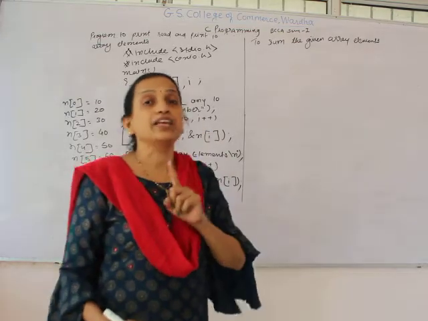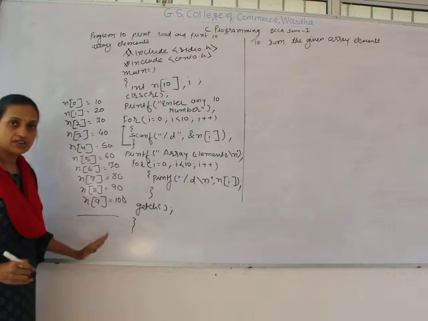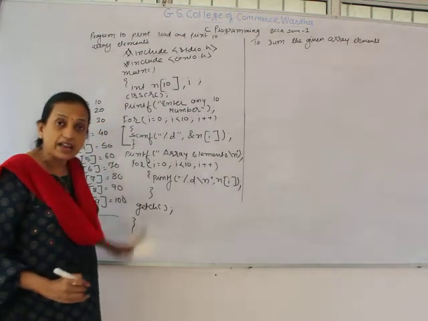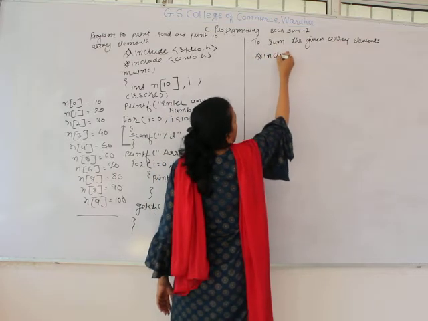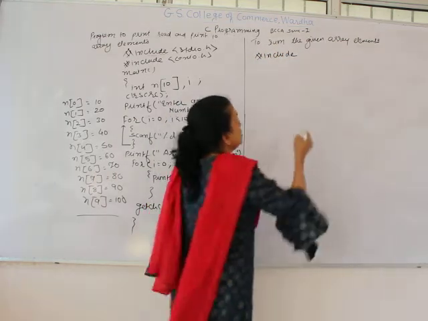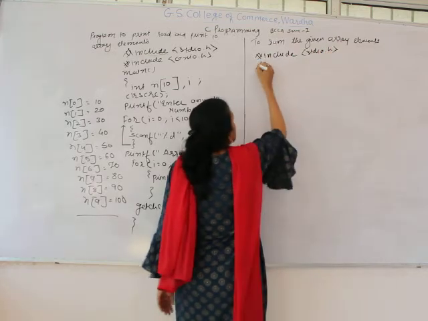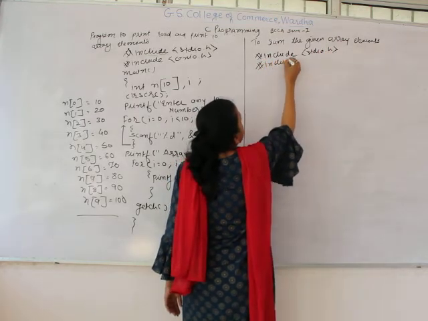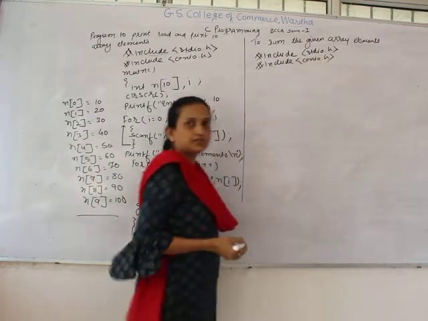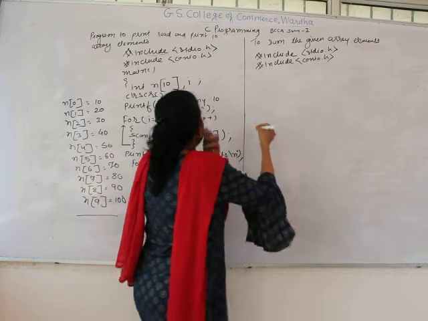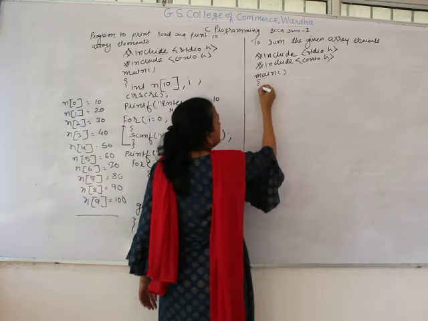Now again I am taking a next example. Suppose you want to do the sum of array elements, what will be the code? So here #include <stdio.h> and #include <conio.h>. Now the program starts with the main function, curly brace, int.